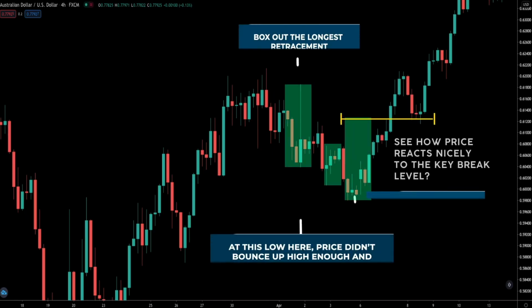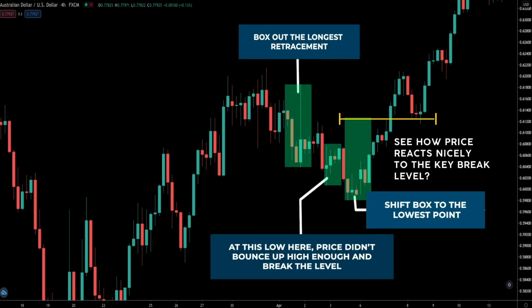Price may retrace slightly and then head down further as well. Now, if you see this kind of scenario, then you will need to adjust the box and shift it down to the lowest point.